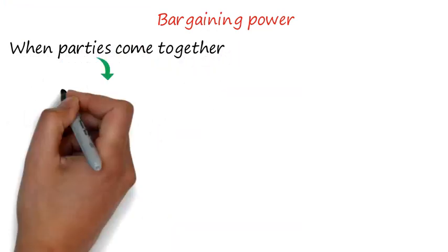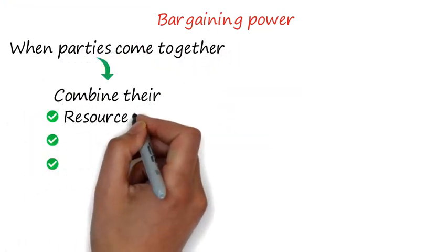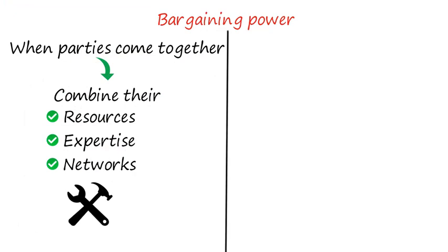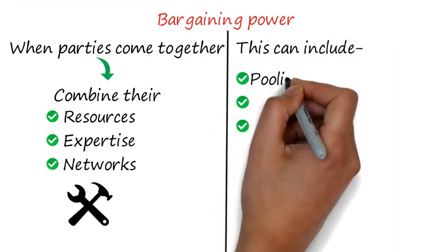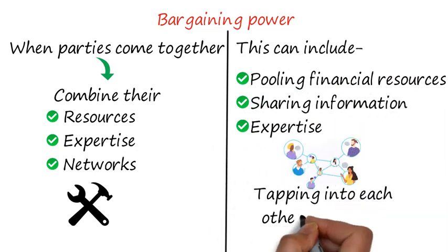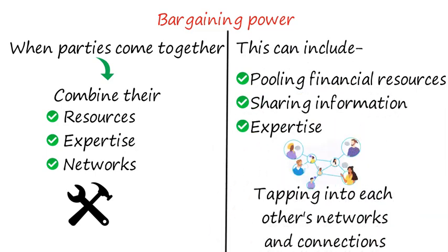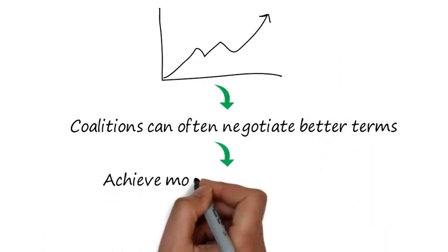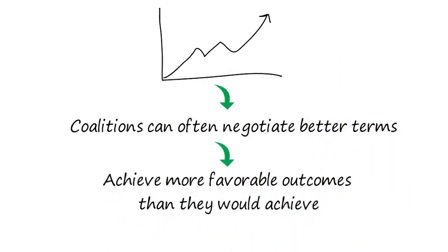When parties come together, they can combine their resources, expertise, and networks to create a more powerful negotiating force. This can include pooling financial resources, sharing information and expertise, and tapping into each other's networks and connections. With increased bargaining power, coalitions can often negotiate better terms and achieve more favorable outcomes than they would achieve alone.